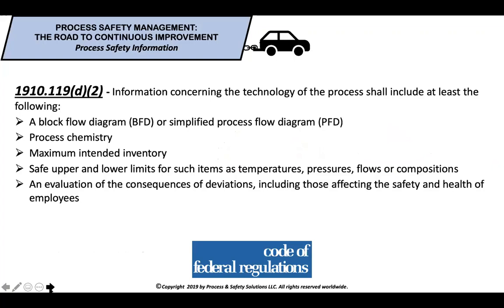The next part of the process safety information is the information concerning the technology of the process, and it shall include at least the following: a block flow diagram or simplified process flow diagram, process chemistry, maximum intended inventory, and again, these safe upper and lower limits for such items as temperatures, pressures, flows, and composition. And then, of course, an evaluation of the consequences of deviation, including those affecting safety and health of employees.